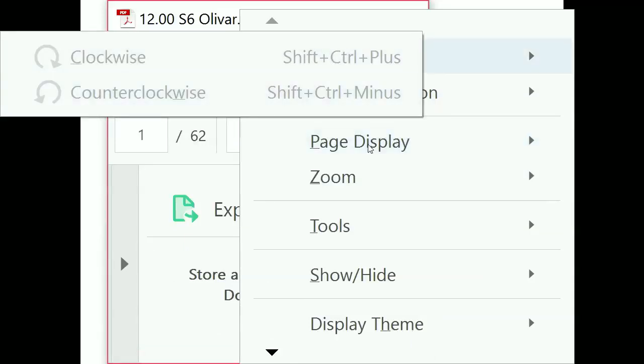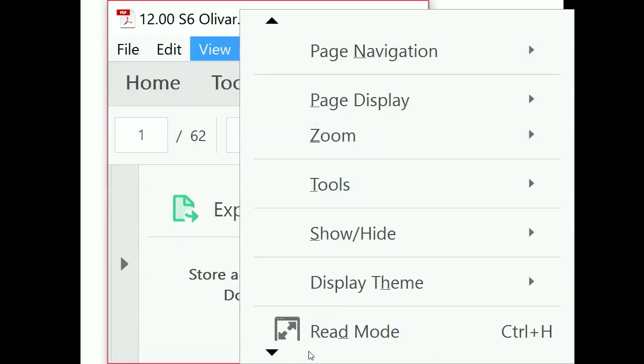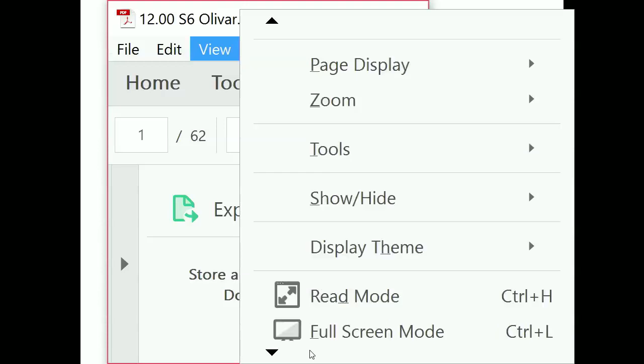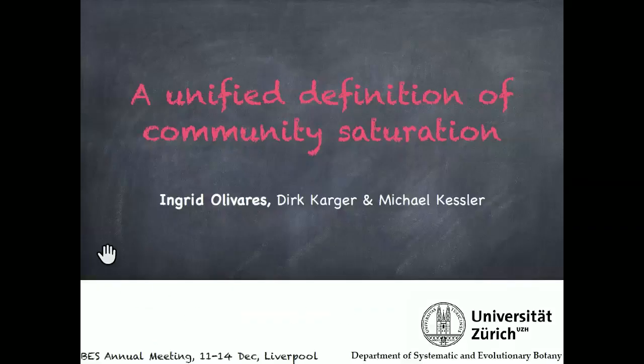If you go to the row. Yeah, and again. Oh, hey. Control L, it is. There we go. Sorry about that. So, Ingrid Olivares, University of Zurich. Thanks.